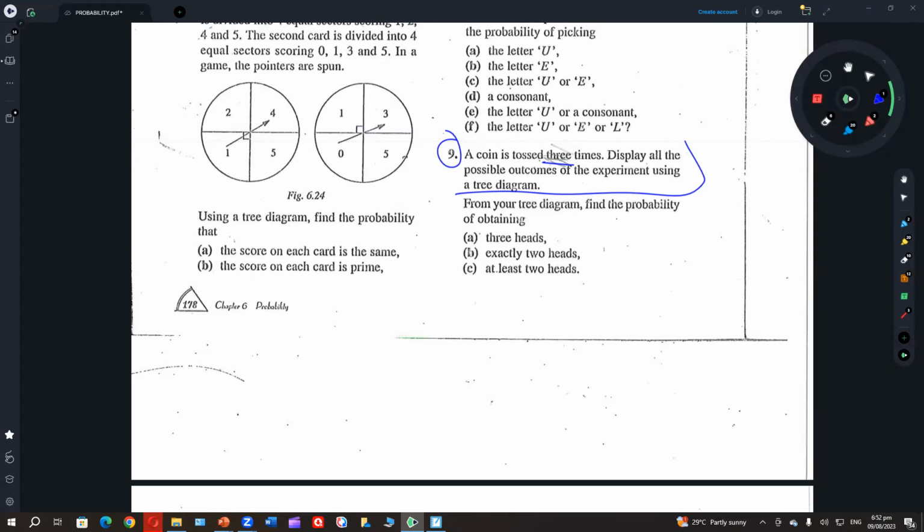He is tossing a coin 3 times. What are the outcomes on a coin? 2 outcomes. What are the 2 outcomes? If he throws it 3 times... One is head and one is tail. Yes.